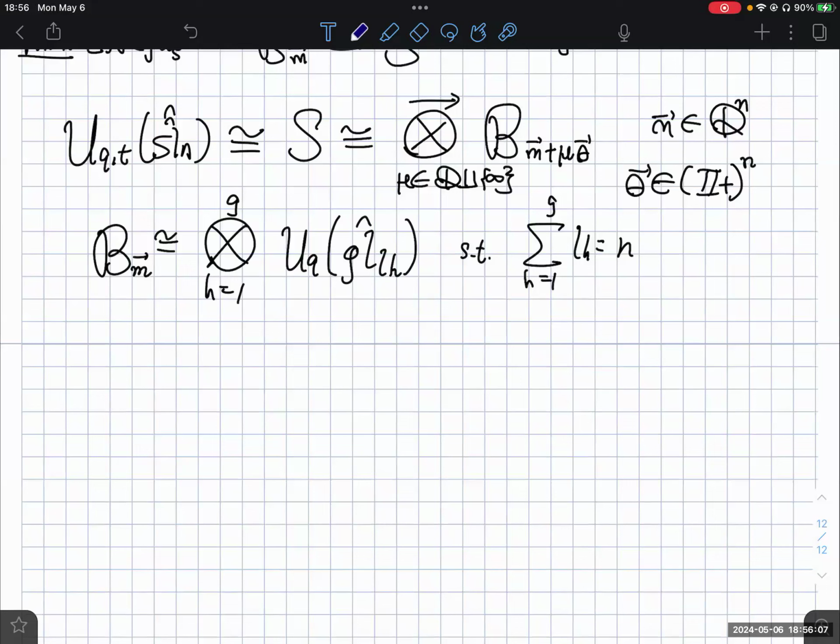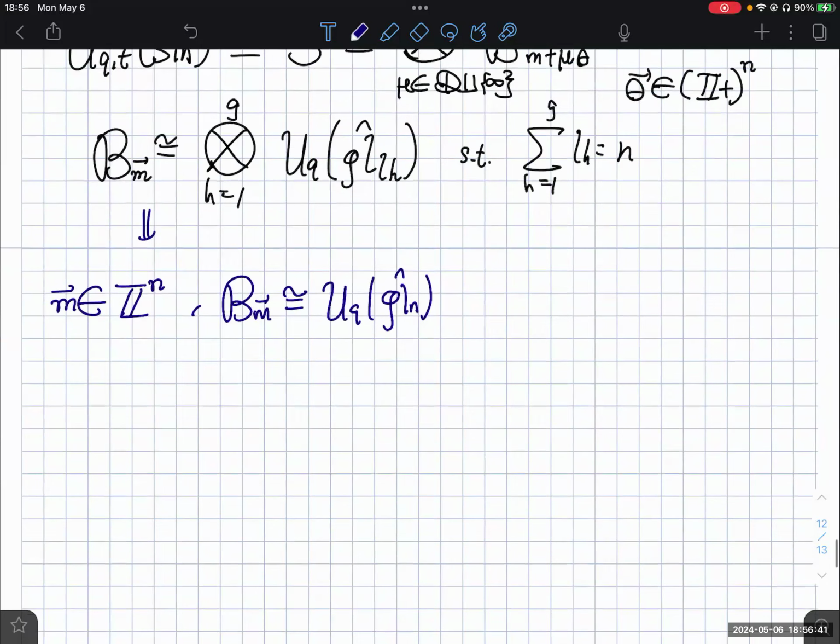So actually, for the affine type A case, this slope algebra has this kind of isomorphism, which can decompose into the product of the quantum affine GLN. I'm not going to say how to correspond this and this GLN, but there are some examples you can think about. For example, if I take M to be the integer vector, then this Bm is isomorphic to this GLN. It's just isomorphic to the GLN.